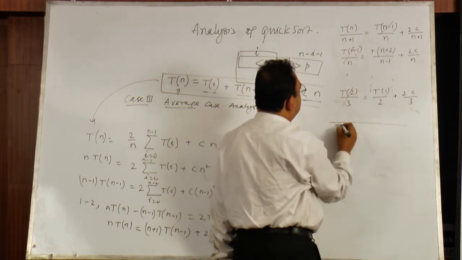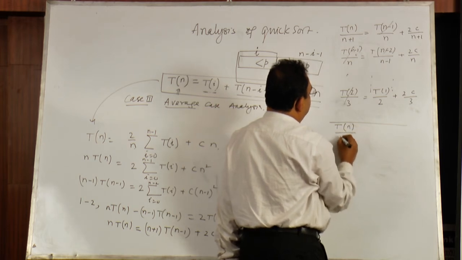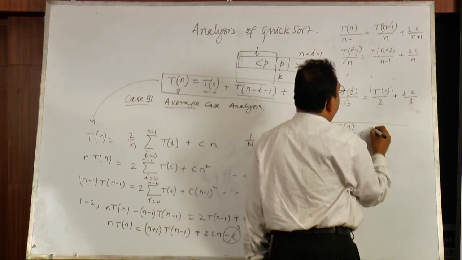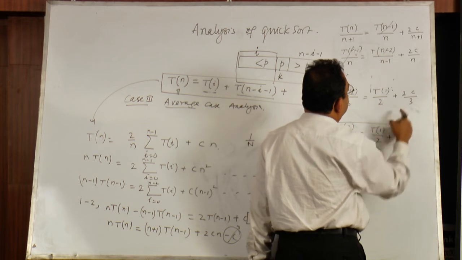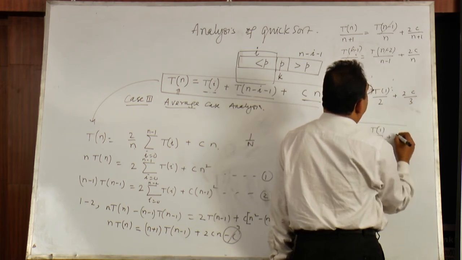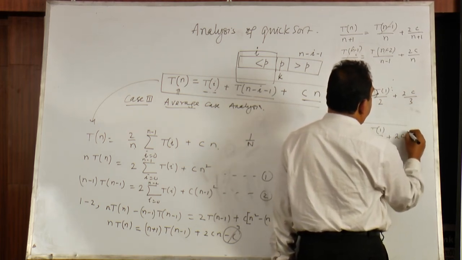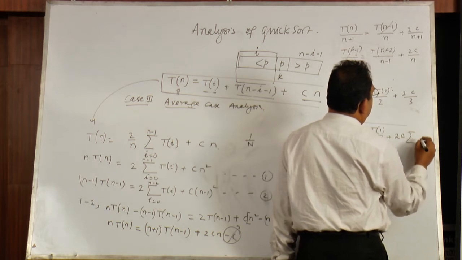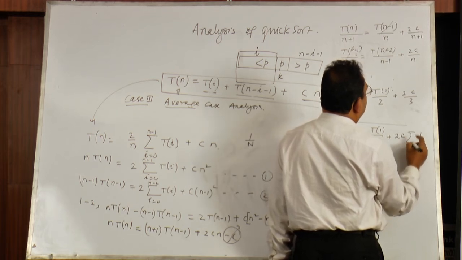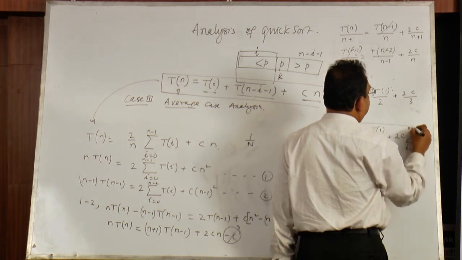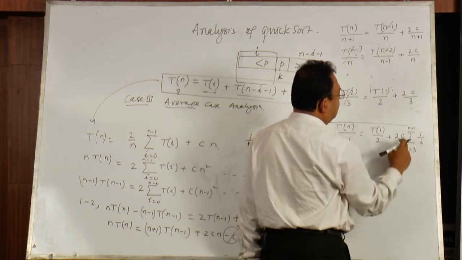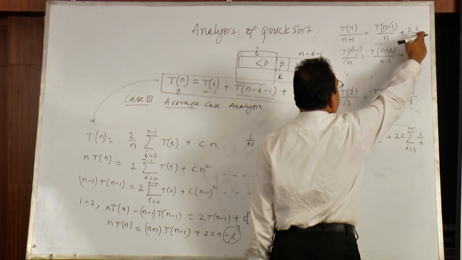Now, if you add all these things, all these things will cancel out. On the left hand side it will be T n by n plus 1, and on the right hand side everything will cancel out, only these terms are left, that is T 1 by 2 plus the sum of all these things, that is we can take 2 c common and sum over 1 by i, where i is from 3 to n plus 1, because the term left out is 2 c by 3, that is 1 by 3 and so on, last term is 1 by n plus 1.